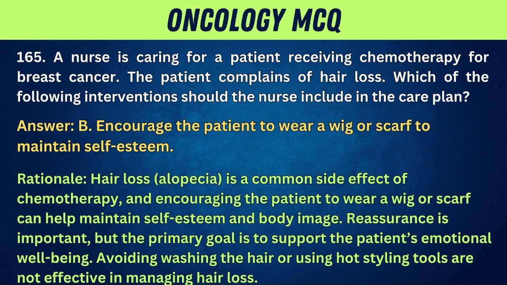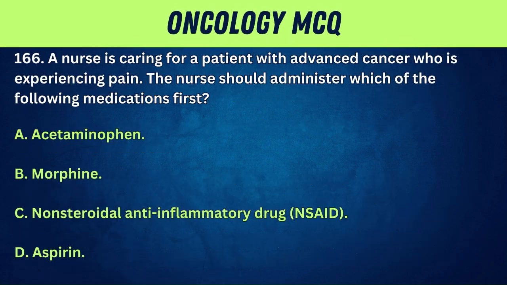Answer. B. Encourage the patient to wear a wig or scarf to maintain self-esteem. Rationale. Hair loss, alopecia, is a common side effect of chemotherapy, and encouraging the patient to wear a wig or scarf can help maintain self-esteem and body image. Reassurance is important, but the primary goal is to support the patient's emotional well-being. Avoiding washing the hair or using hot styling tools are not effective in managing hair loss.